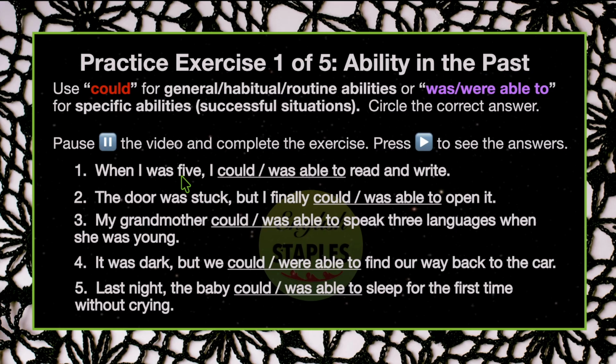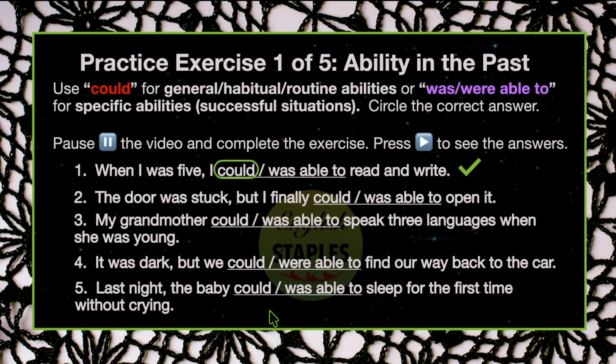When I was 5, I could read and write. If you say could, that's correct. Reading and writing are skills. They're under general. So we would use could. Let's do another one together.